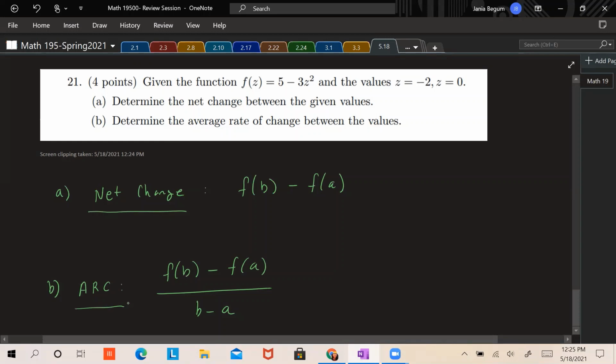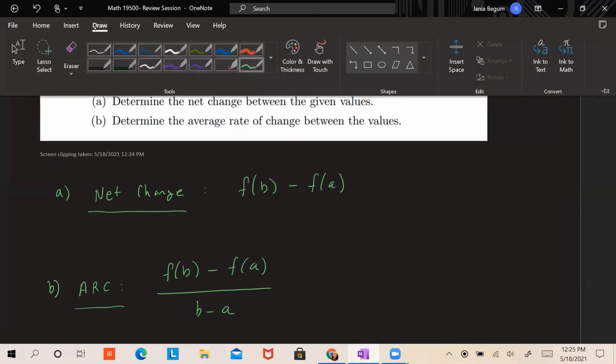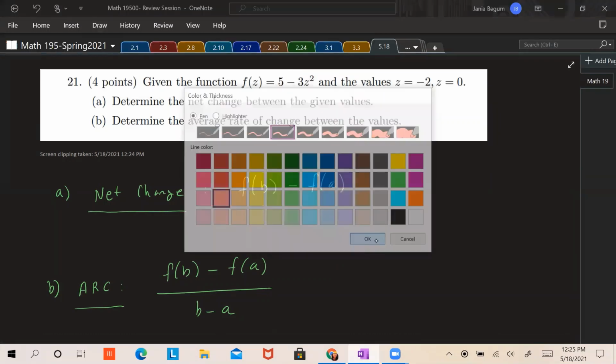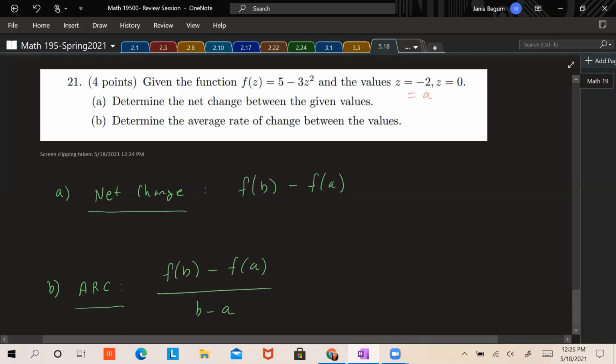We did them a while ago, right? Like the beginning of the semester. So if you need to look it up, just make sure you do. So a is always the first x value. In this case, it's the z value. So this would be our a, then this would be our b. So now let's find what is f of a and f of b.